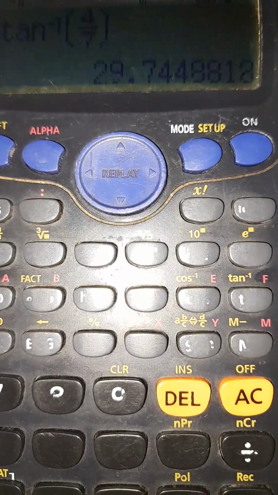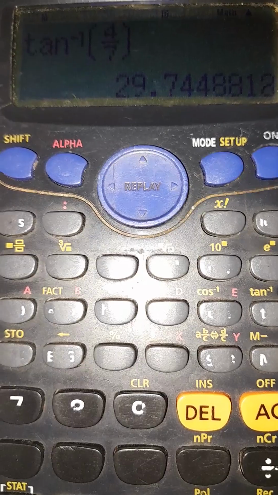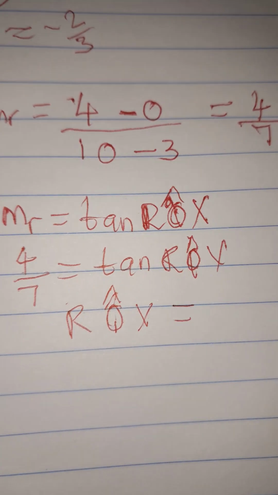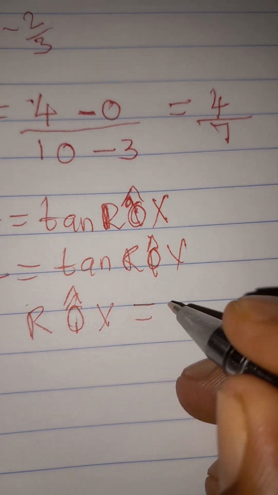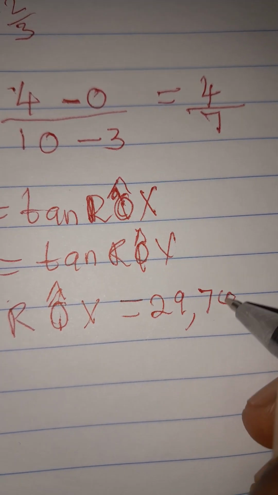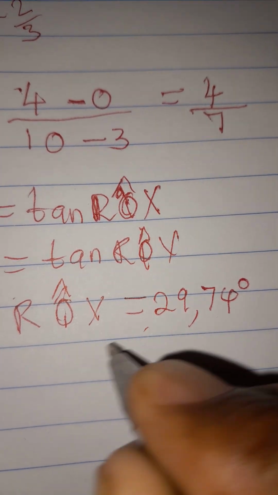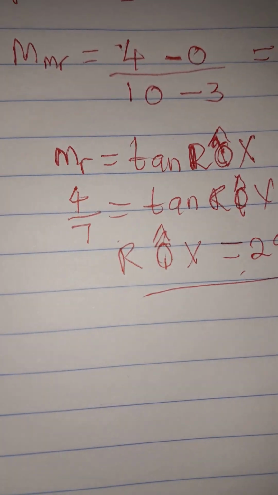So let's punch the calculator there. That will be 29,74 degrees. Yes, we have found the inclination of MR. In other words, the inclination of MR is 29,74 degrees. So this is the inclination of MR. We are done with 1.2.